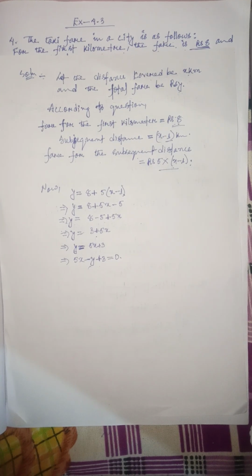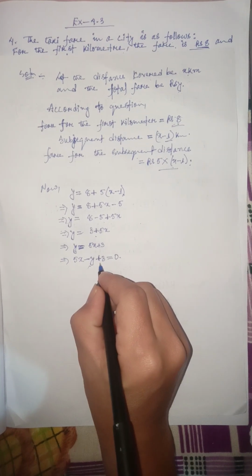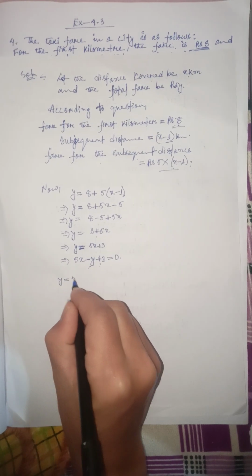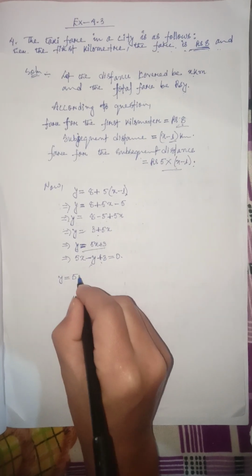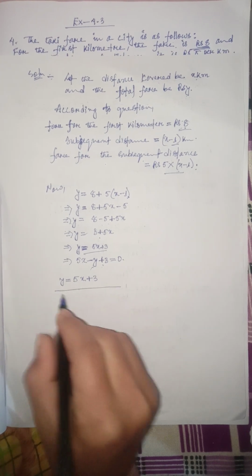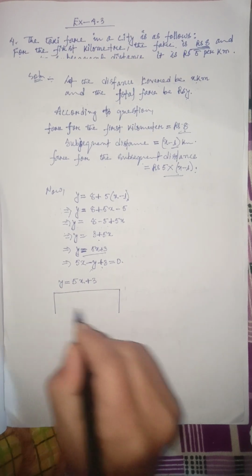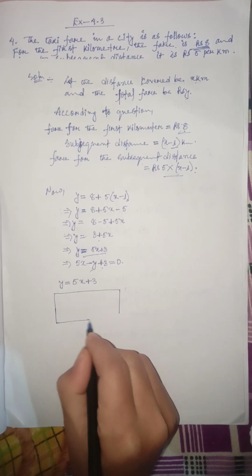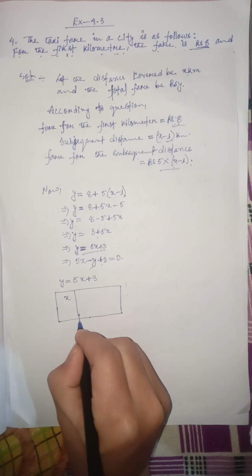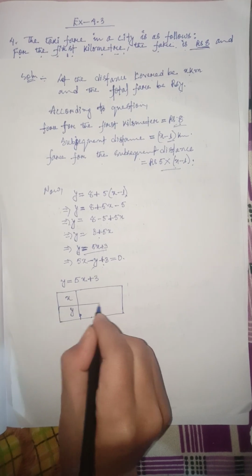Right? Then if it is clear to all of you, let us move to the next step, which is to draw the graph by using this linear equation in two variables. For that purpose, let us use y equals 5x plus 3. And after that, let us draw a table through which our calculation can be easier, right? First of all, let us use x, and then it is y.